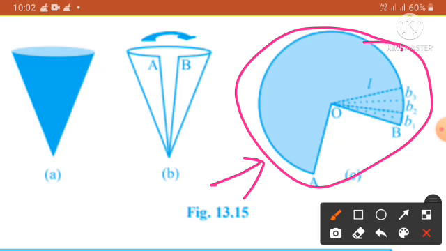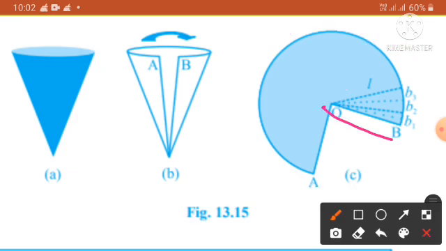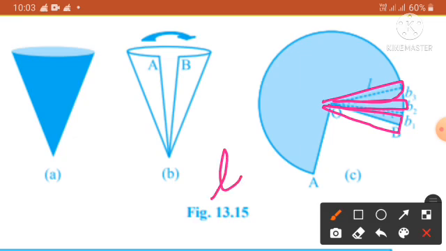So if the paper cone in figure C is now cut into hundreds of little pieces along the lines drawn from the point O, then each cut piece almost looks like a small triangle. Here you can see that small triangles are built, whose height is the slant height, that is l, of the cone. So here height is the l, the slant height.